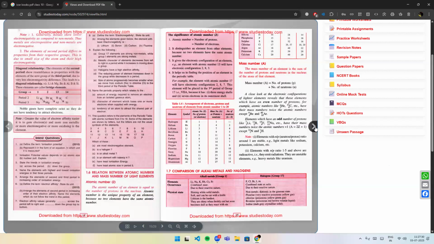That is, light metals like sodium, potassium, calcium, and elements with N by P ratio 1.5 and above are radioactive, and that means they emit radiations. They are unstable elements, for example, heavy metals like uranium.